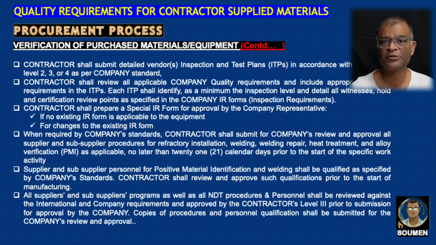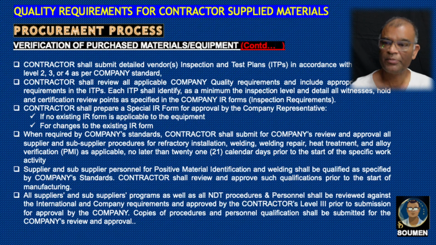Contractor shall prepare a special inspection report form for the approval of company representative for each item. If there is no sample IR form in the company standard, then a new form has to be prepared and approved by company representative. When required by company standard, contractor shall submit for company's review and approval all supplier and sub-supplier procedures, for example, refractory installation, welding repair, heat treatment and alloy verification as applicable, not later than 21 days prior to start of the work or activity.